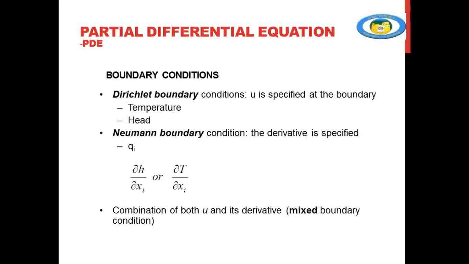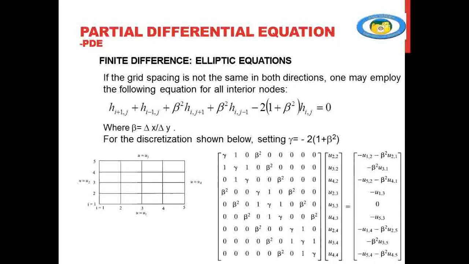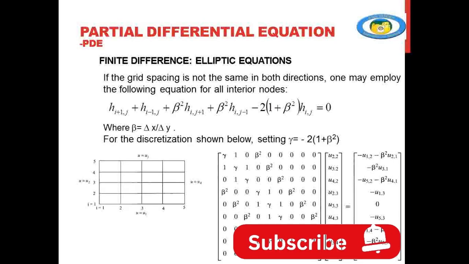If the grid spacing is not the same, then obviously we can represent beta equal to delta x over delta y, like we expressed last time. Then the equation of the 5-point Laplacian equation would have these 4. So we have here represented -2 times (1 plus beta square) to be gamma. Finally, if you put delta x and delta y to be the same, this equation reduces back to the well-known 5-point Laplacian equation.